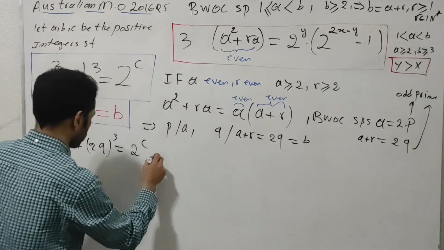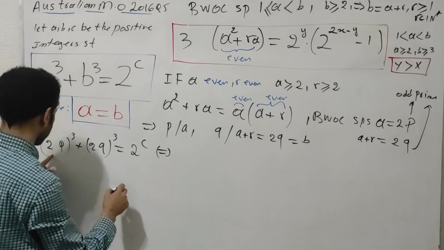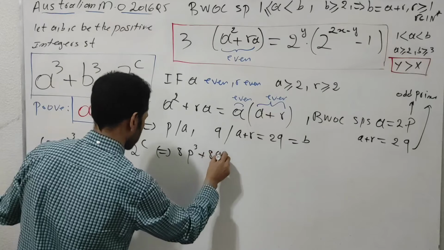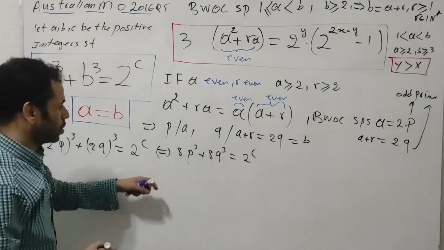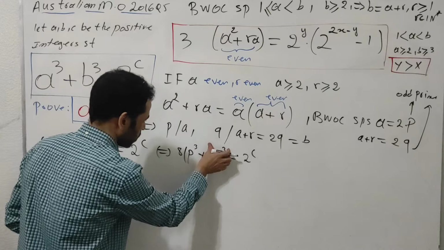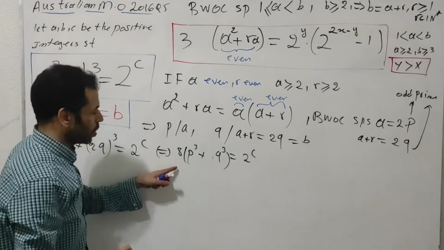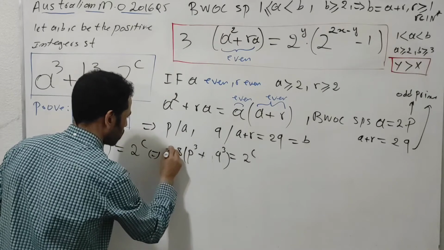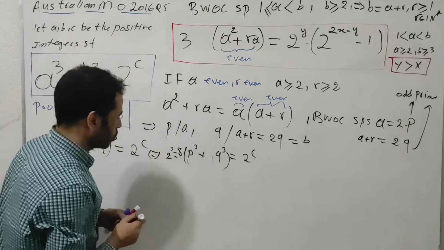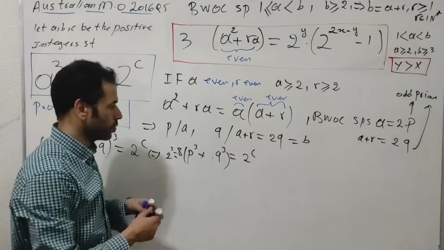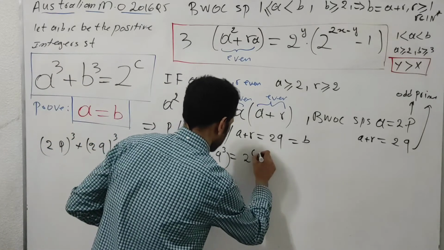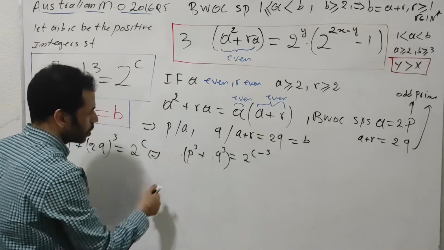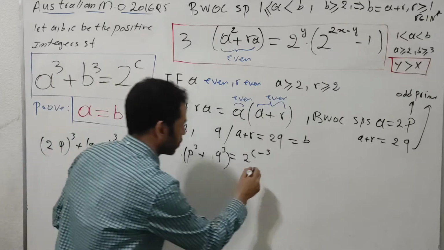I'm going to factor this out. It's giving us 8p cubed plus 8q cubed equals 2 to the c. I'm going to make the 8 a common factor, and this 8 equals 2 to the 3. I'm going to divide both sides by 2 to the 3. It's giving us here 2 to the c minus 3. This one will be cancelled out. Then I'm going to factor this one out as well.